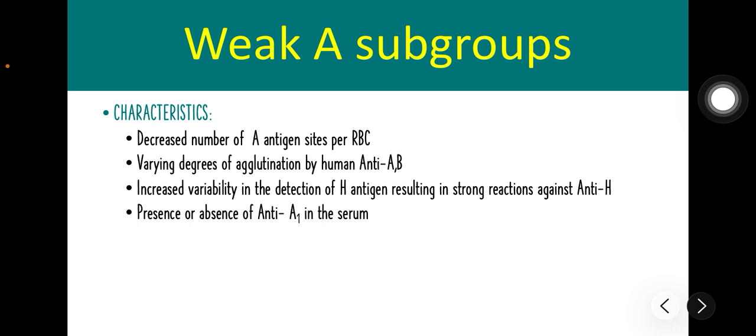Upon testing your weak A subgroups, they will produce a weak forward typing result. They will show 1 plus or no reaction with the standard commercial anti-A reagents. But upon testing with anti-H lectin, your weak A subgroups will react very strongly, usually 3 plus to 4 plus.